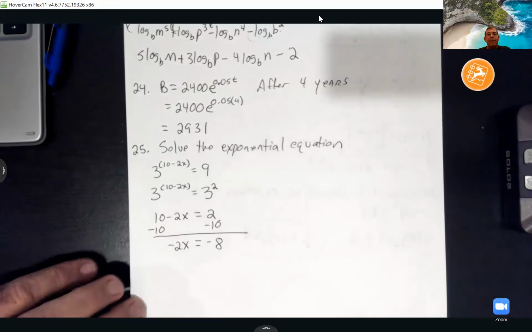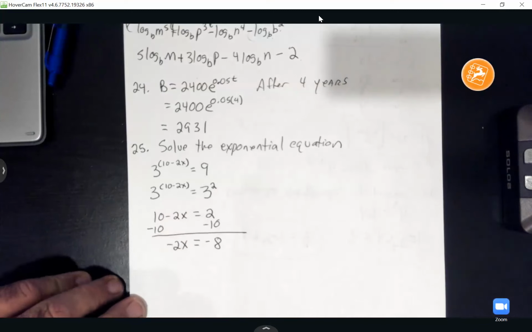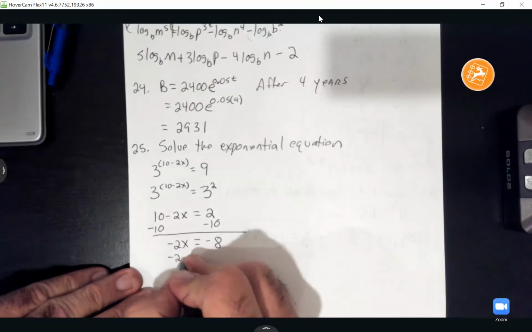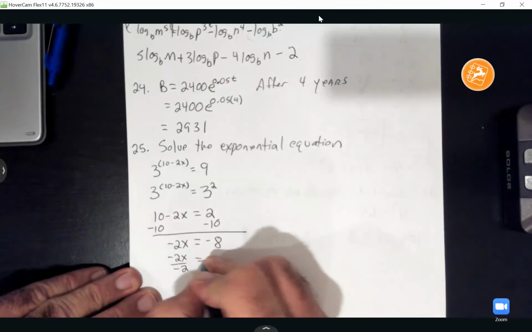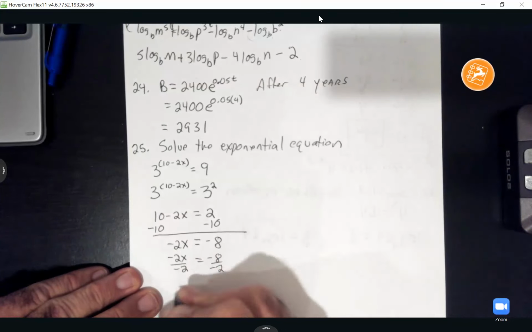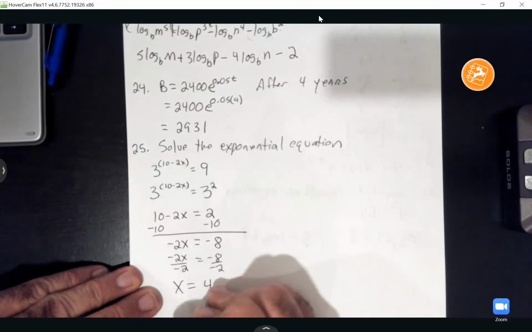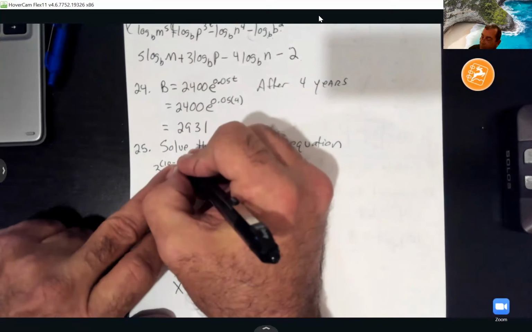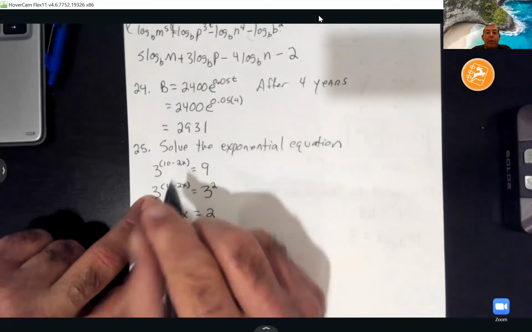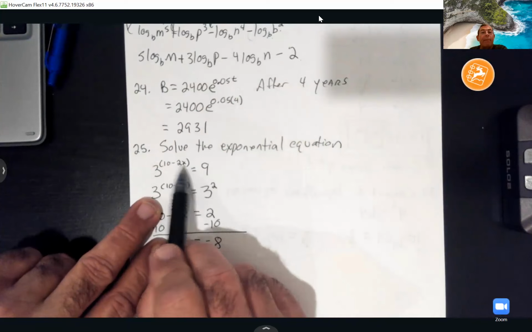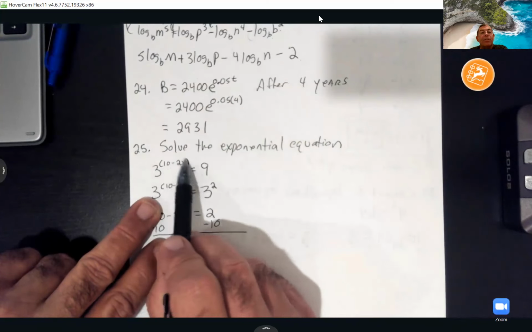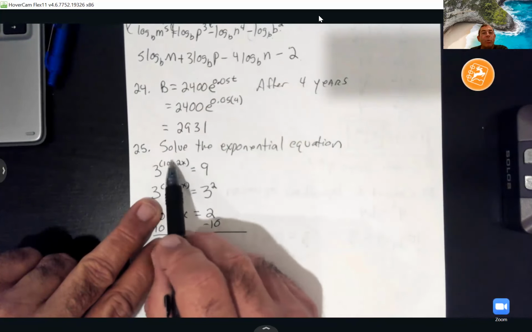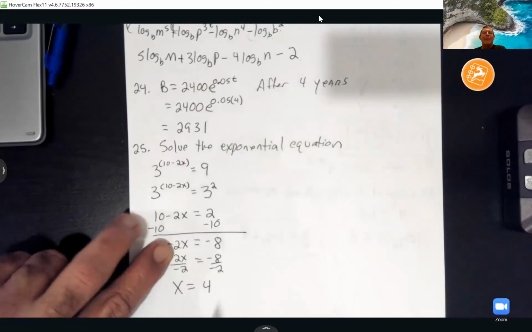And then divided by negative 2, and that would be 4. X equals 4. There you go. So see what happens if you put a 4 in here. 2 times 4 is 8. 10 minus 8 is 2. And 3 squared does equal 9.